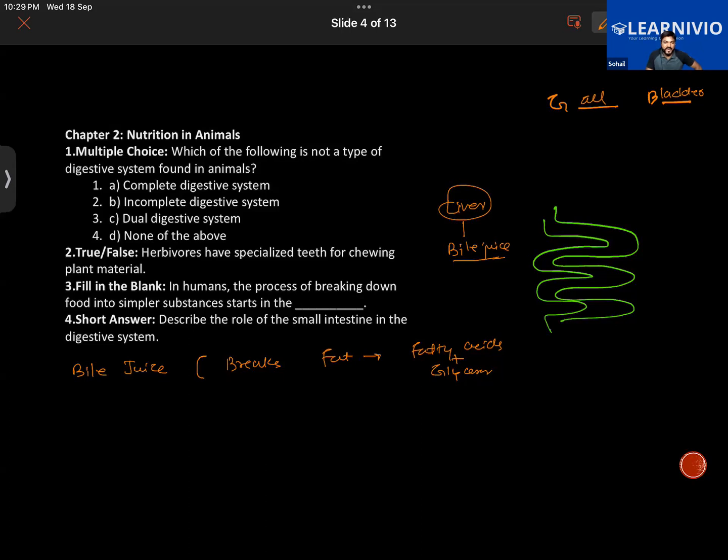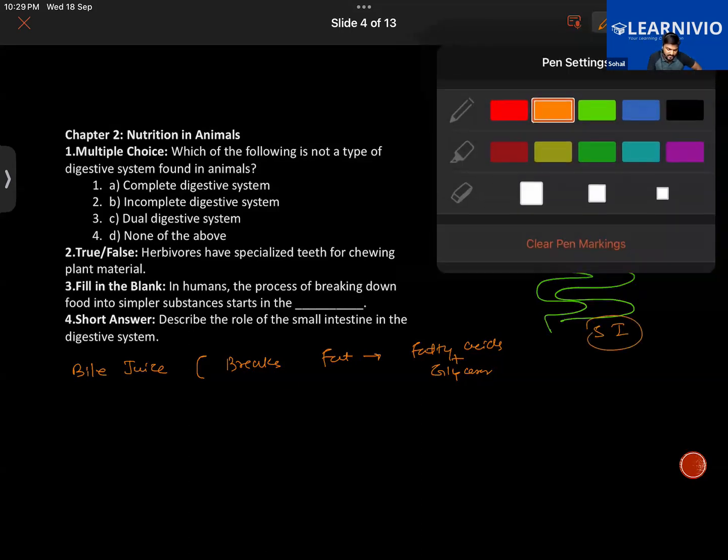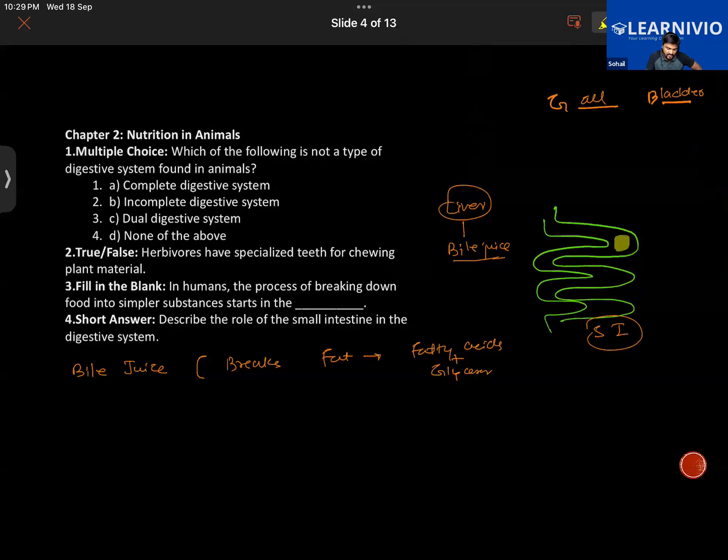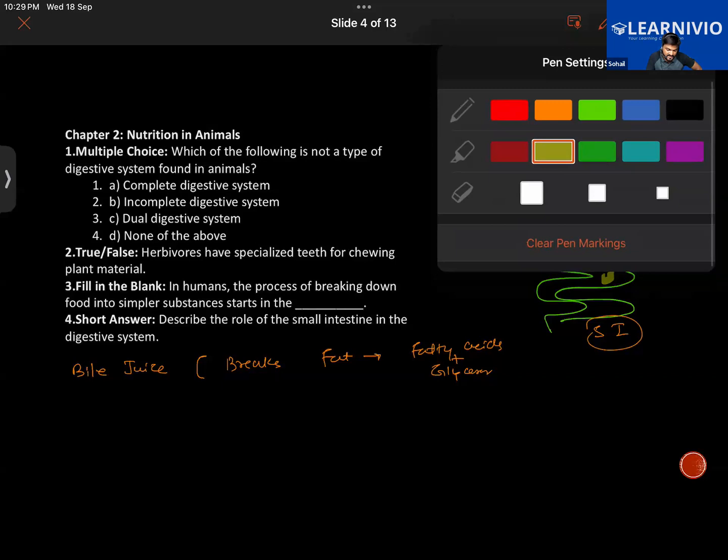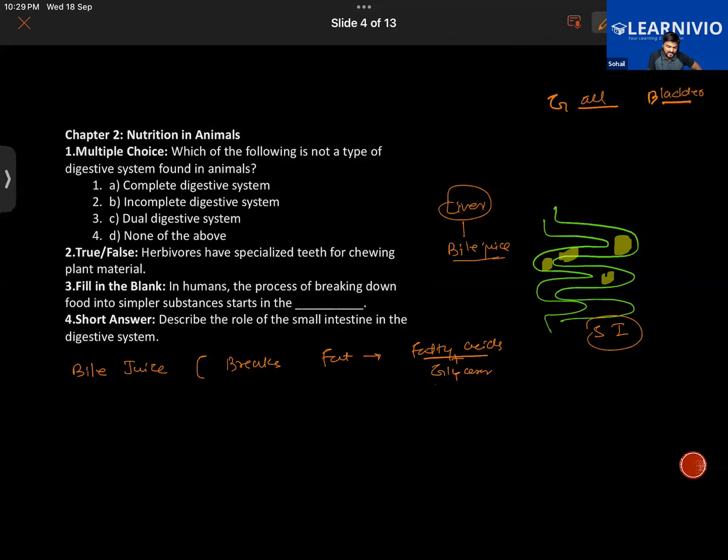Now, what am I saying? That bile juice is secreted by the liver for a temporary period of time. It is stored by the gallbladder, but it basically goes into the small intestine. When it goes into the small intestine, the food coming from the mouth or from the stomach, if any fat is present in it, the fat will be converted into fatty acids and glycerol.